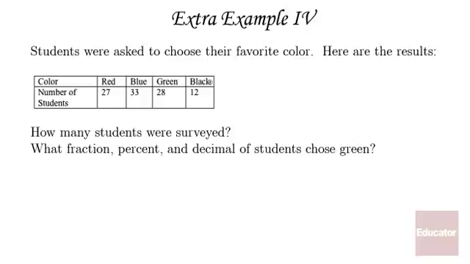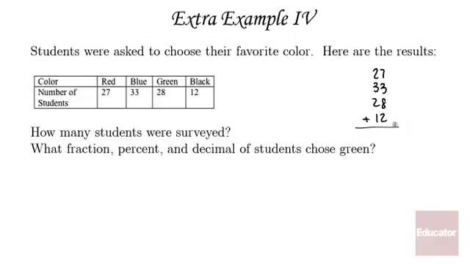Students were asked to choose their favorite color. Here are the results. 27 students chose red, 33 chose blue, 28 chose green, and 12 chose black. How many students were surveyed? Well, here's the number of students for each color, so let's add up all the students and see how many were surveyed.